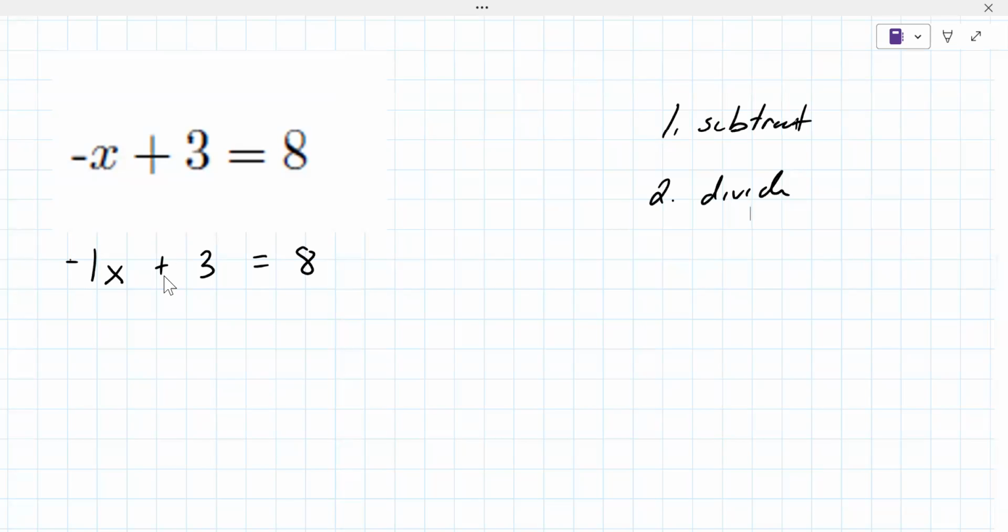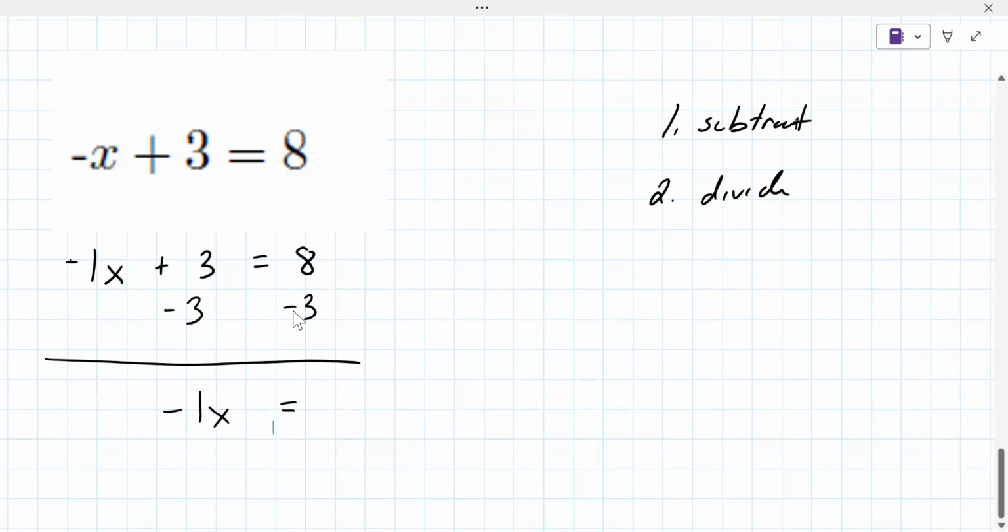So first of all, you need to subtract 3 from 8. That's right. You're going to subtract 3 from both sides. So this is now negative 1x, and 8 minus 3. That's going to be 4. 8 minus 3 is not 4. Oh, wait, 8 minus 3, or you can think of it as 8 plus negative 3.